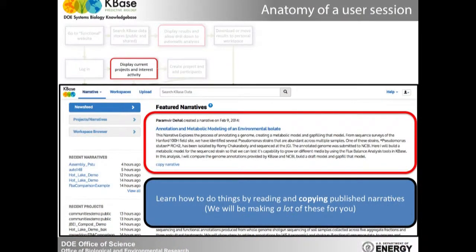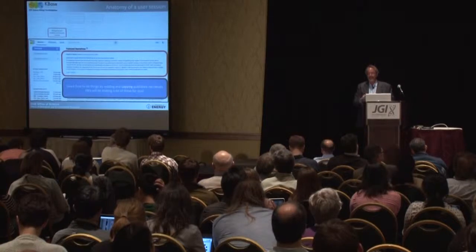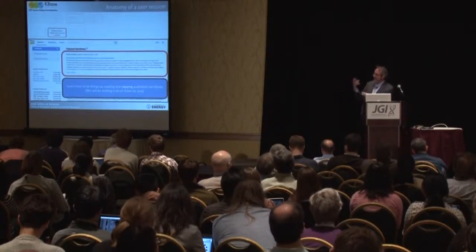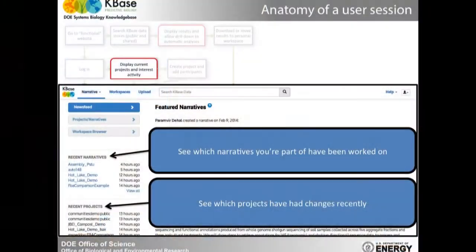So in this particular case, we can learn how to do things by reading and copying published narratives. So you can read the narrative, see how they did it. You can play with it in place. You won't change it at all. Just rerun things in place, but not save it. Or you can copy it to your workspace and actually modify it and use it. OK? You can see which narratives you're part of have been worked on. You can see which projects have been changed recently. And here's where you go to projects.